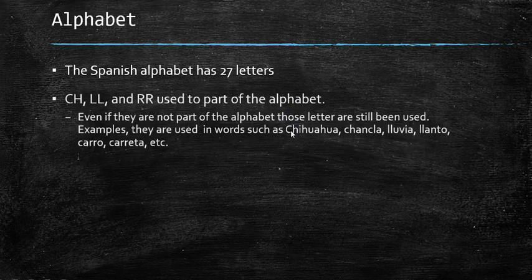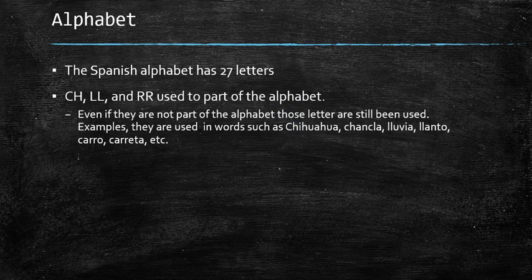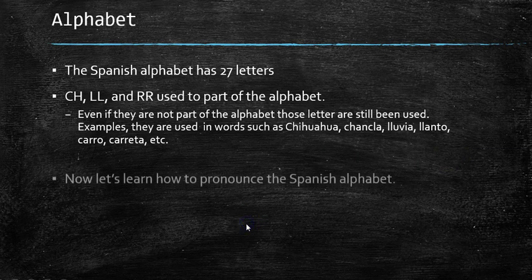Okay, as I mentioned, the Spanish alphabet has 27 letters, and the ones that you will not see are the che, elle, and double R, which are used, such as you can see in examples: Chihuahua, which is a state in Mexico; chancla, which is basically a flip-flop; lluvia is rain; llanto is crying; carro is car; carreta, wagon. So as you can see, we still use them, but for some reason, I don't remember the story behind it, they are no longer included in our alphabet.